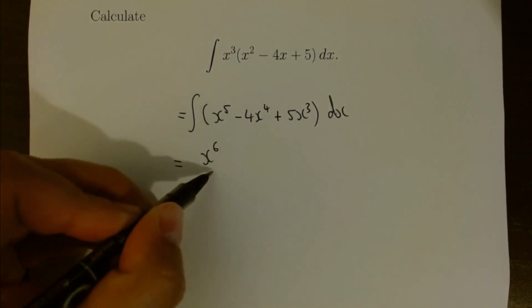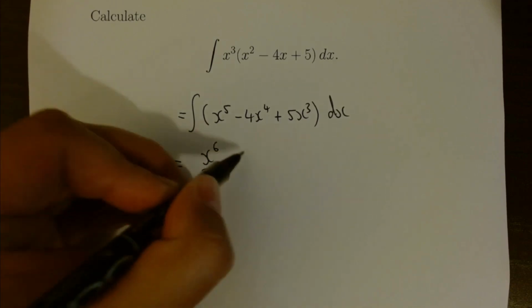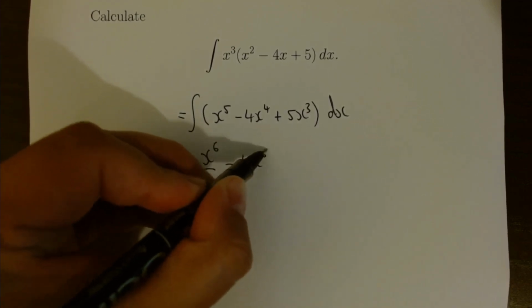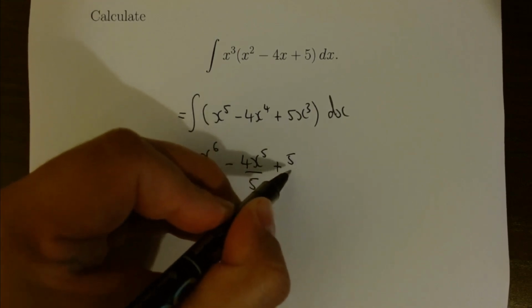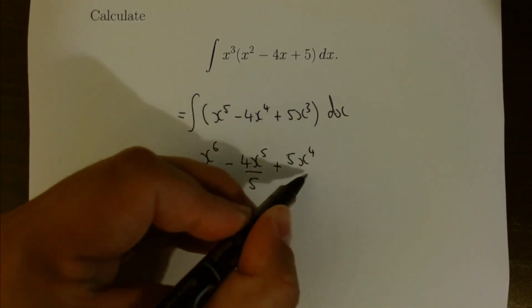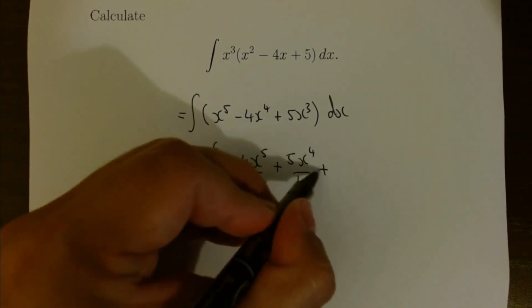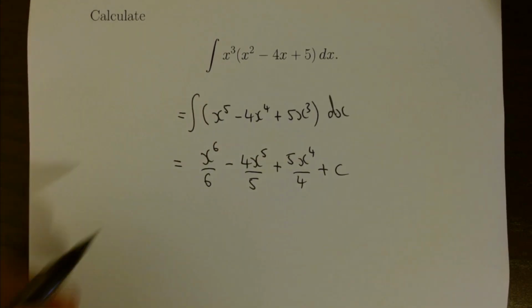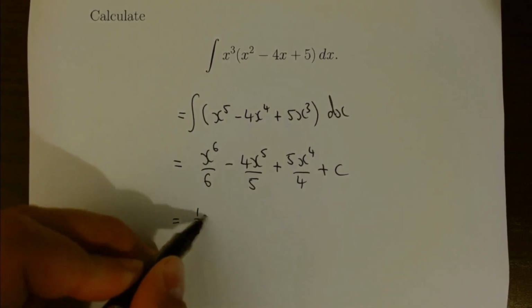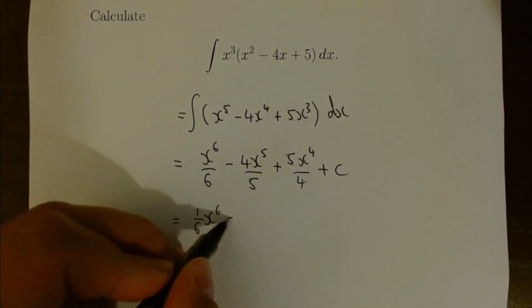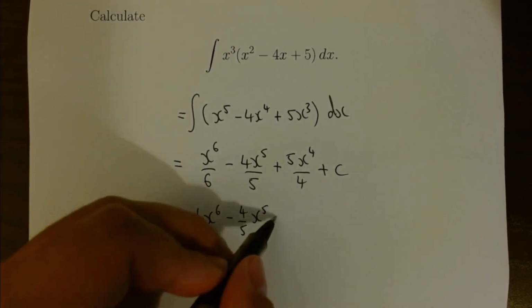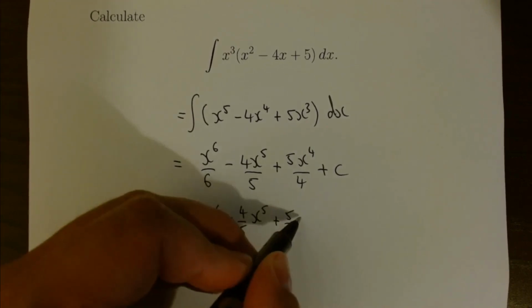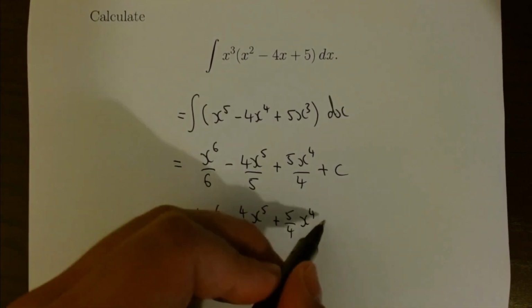So we get x to the 6 over 6 minus 4x to the 5 over 5 plus 5x to the 4 over 4 plus c. And then we just simplify this. We get 1/6 x to the 6 minus 4/5 x to the 5 plus 5 over 4 x to the 4 and plus c.